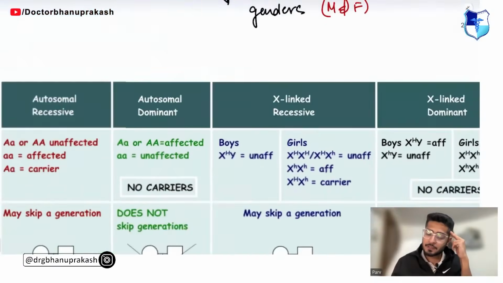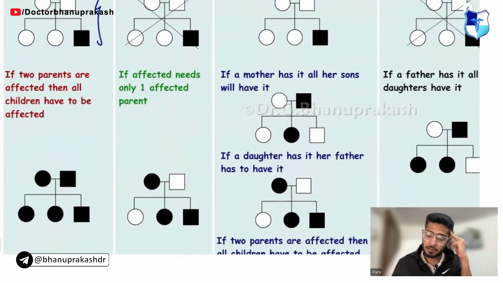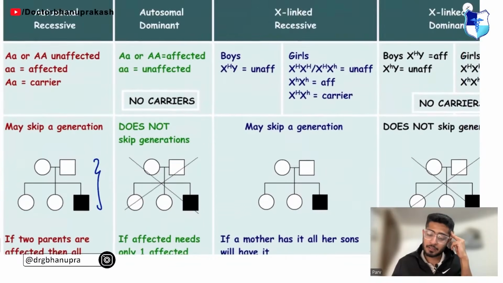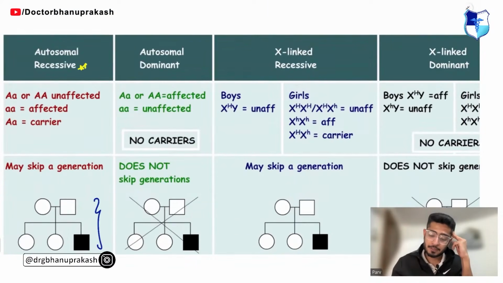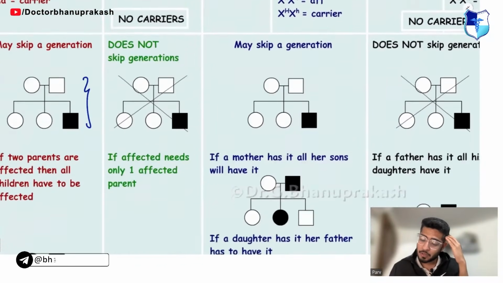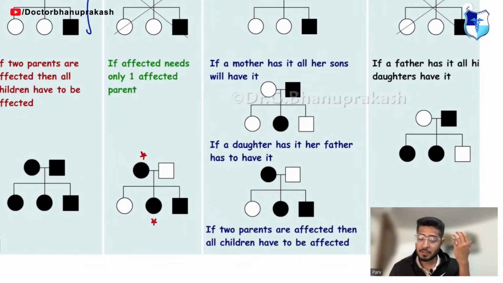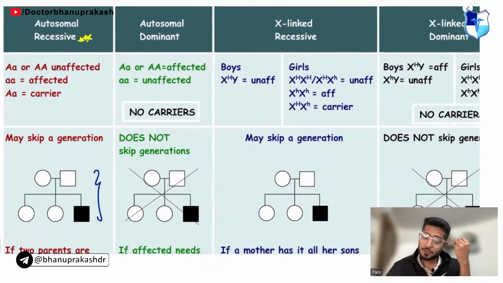Can you see that all generations are not there? Since all generations are not there, this is going to be autosomal recessive. Autosomal dominant means all the generations are going to have it. So they are also going to have it, and all generations are going to have it. So this is going to be dominant. So dominant is done, recessive is done.